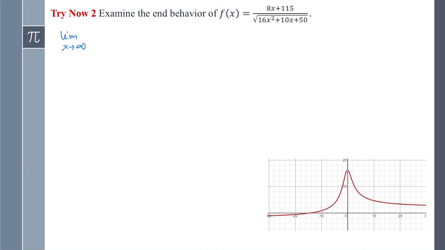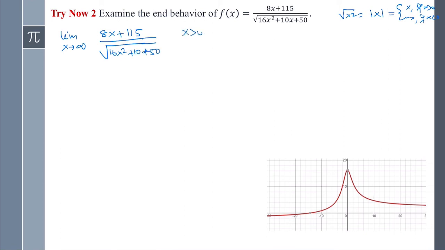So we divide everything by, so again, be careful here. The square root of x squared is the absolute value of x, which is equal to x if x is greater than 0, and negative x if x is less than 0. So here for the first case, we are going to take x greater than 0. So we just divide everything by x. So 8x plus 115 divided by the square root of 16x squared plus 10x plus 50. So here x is greater than 0, so that means we'll divide everything by just x.